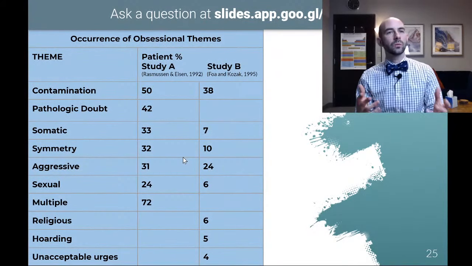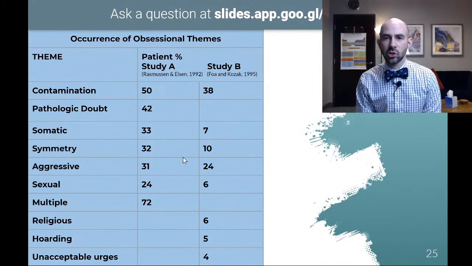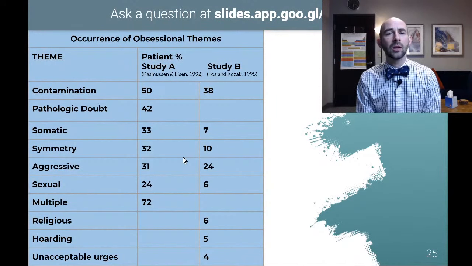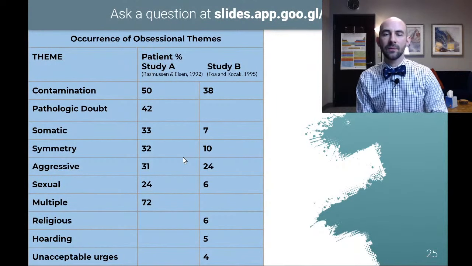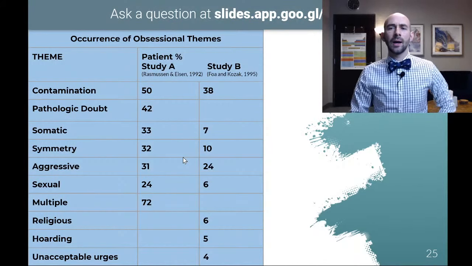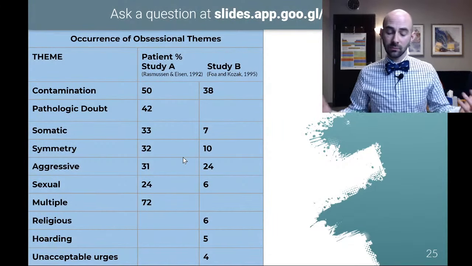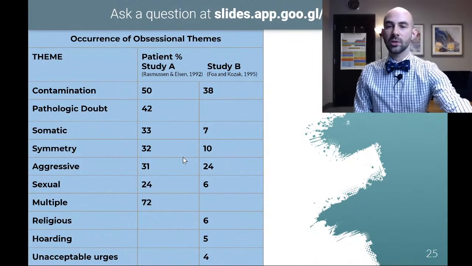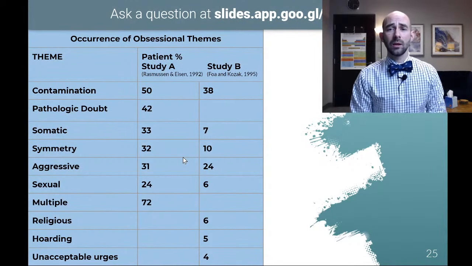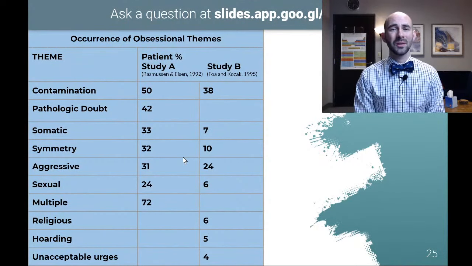All right, so just to leave this up here, a couple of charts on the occurrence of obsessional themes. I wish the research were a little bit newer on this. You can see 92 and 95, two different studies. I think we'd have more examples and be even a little bit tighter with the research if we did it today. But as you can see, it's very, very common for contamination. It's the most common of the obsessions, but doubt, pathologic doubt, follows a close second.